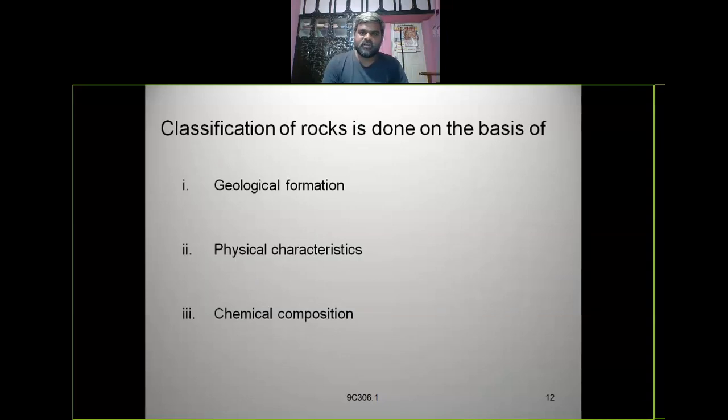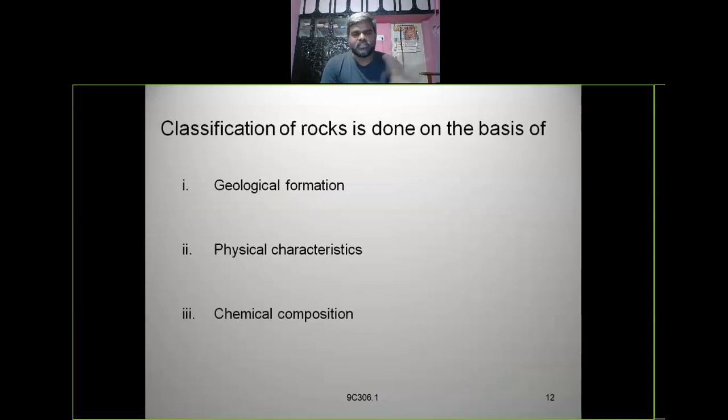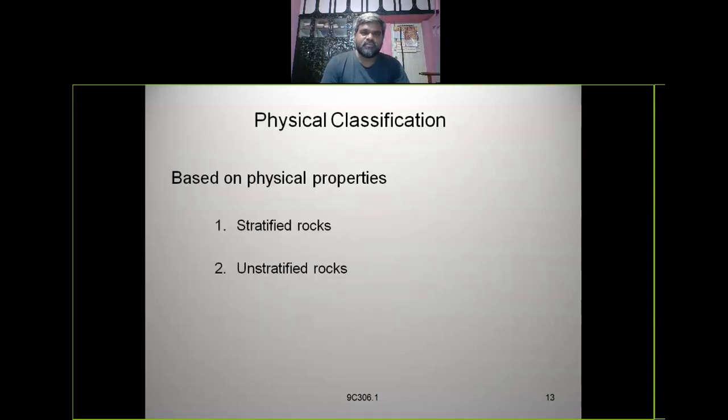Classification of rocks is done on the basis of geological formation, physical characteristics or chemical composition, as we saw in the video also. Based on the geological formation, there are three types of rocks: igneous rocks, metamorphic rocks, and sedimentary rocks. That is not included in the syllabus, so I'm not stretching that point. We already showed it in a video also, right? So we'll see the physical classification of the rocks.